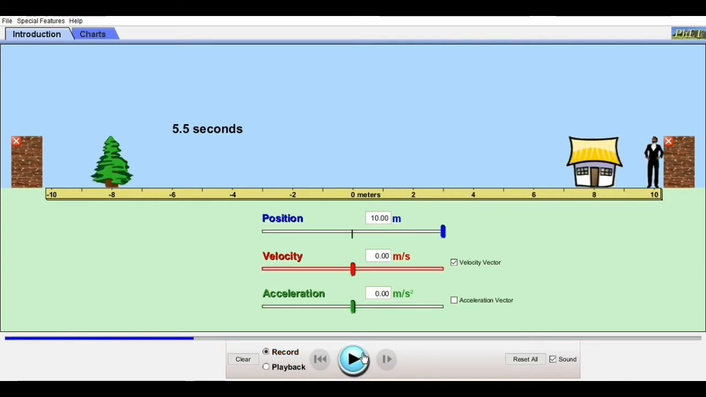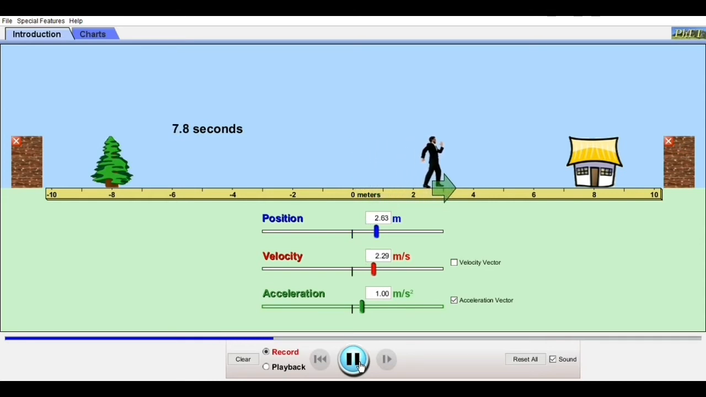Okay, have you observed that the length of the arrow representing velocity is actually increasing? Now I'll show you the acceleration vector. Let's start from 0 again. Let's assign an acceleration of 1 and then play.